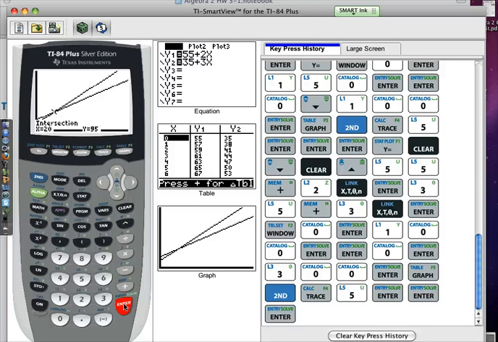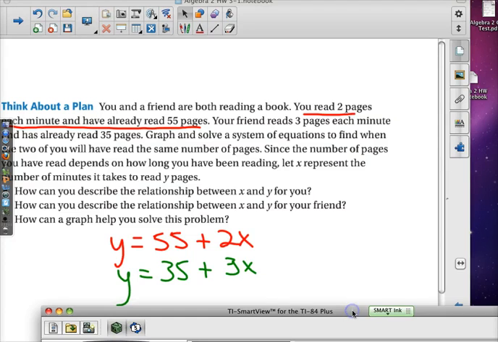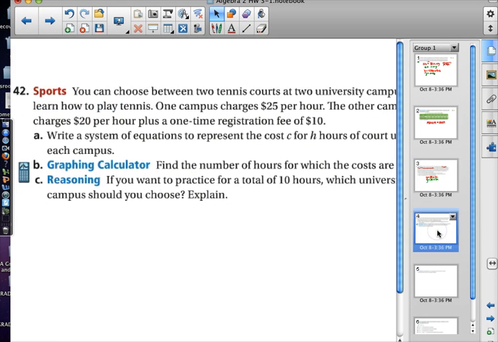So again, it's getting the equations set up. That's probably going to be the biggest trouble for most people, but I just wanted to make sure that you have an example to go by of putting it into the calculator, just in case that's the area where you're struggling.